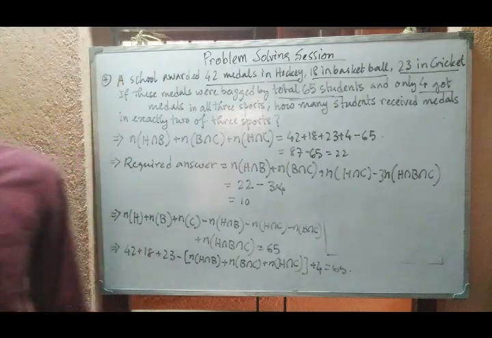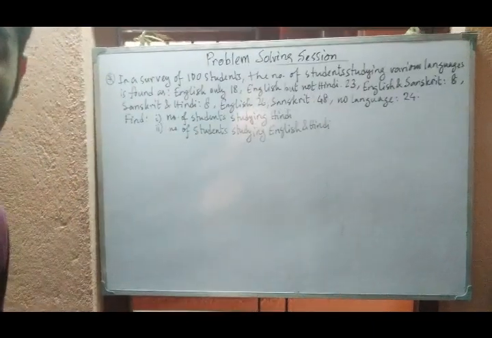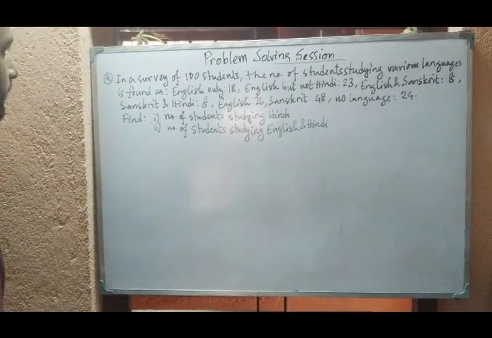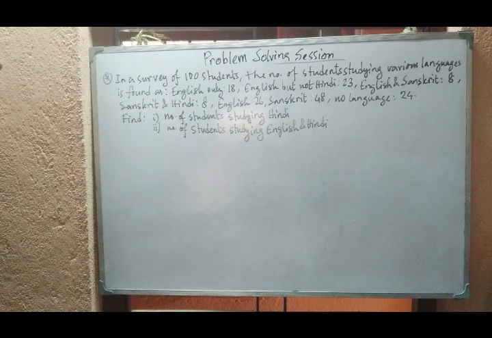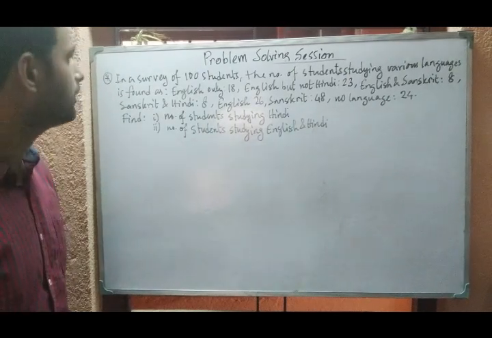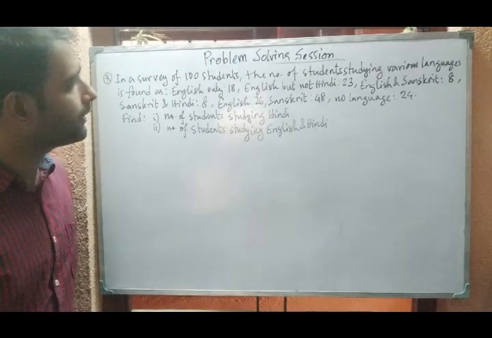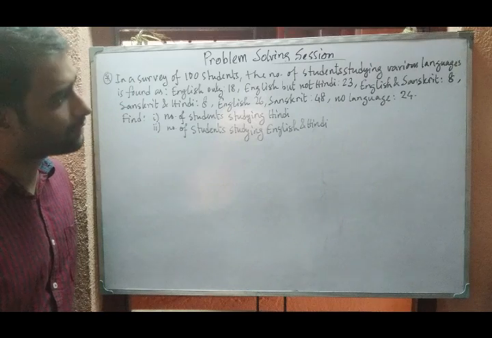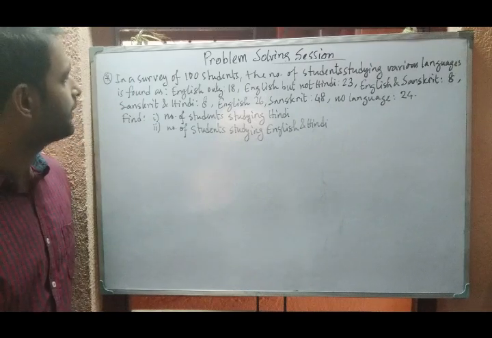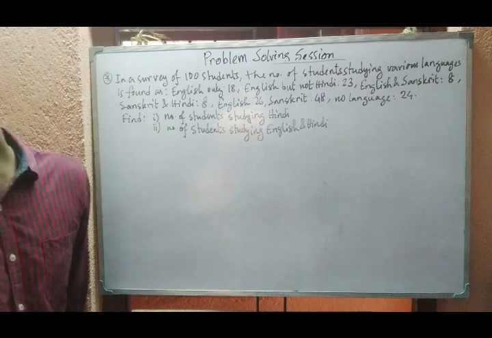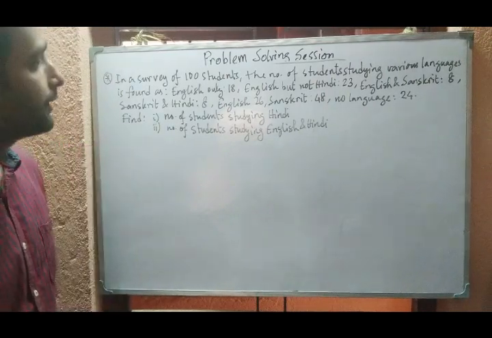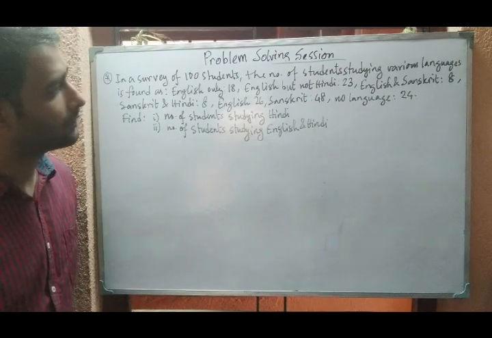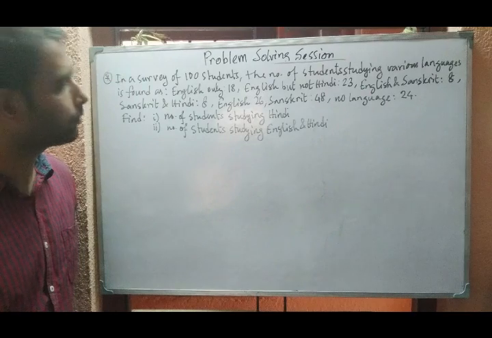Let us come to the next one. Okay, so this is our next question. In a survey of 100 students, the students studying various languages are found like this. Only English, 18 students. English but not Hindi, 23 students. English and Sanskrit, 8 students. Sanskrit and Hindi, 8 students. And then English, 26. And Sanskrit, 48. And no language for 24 students.